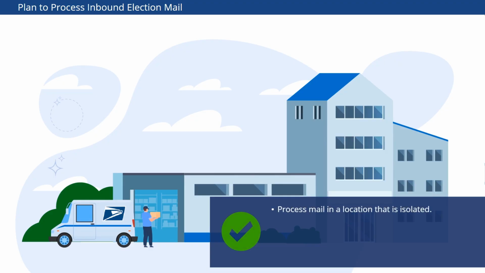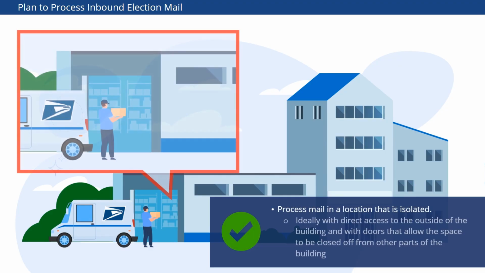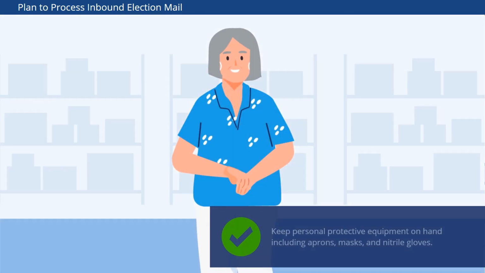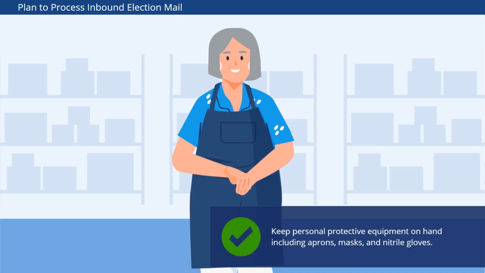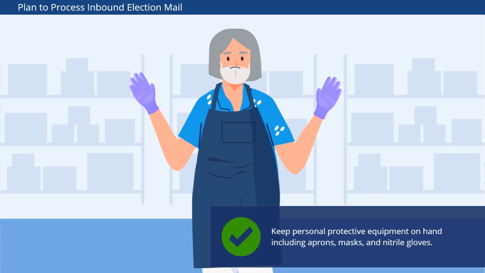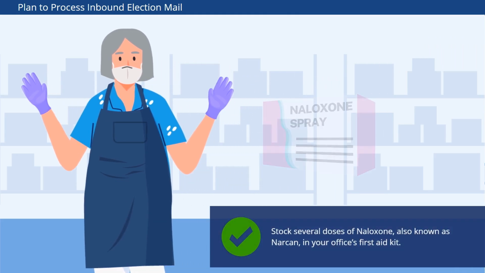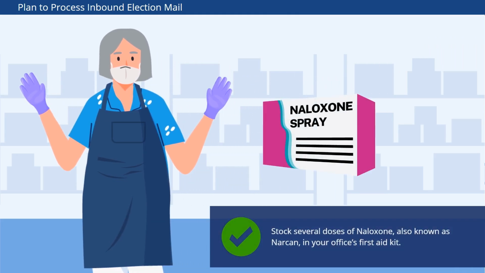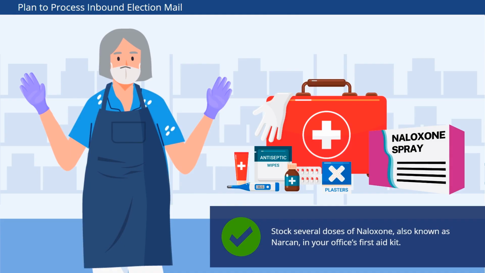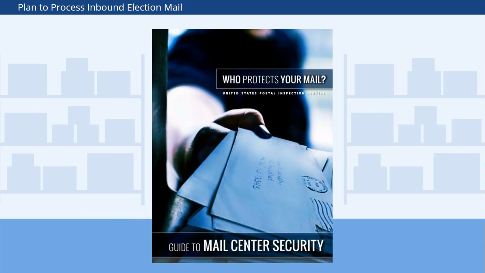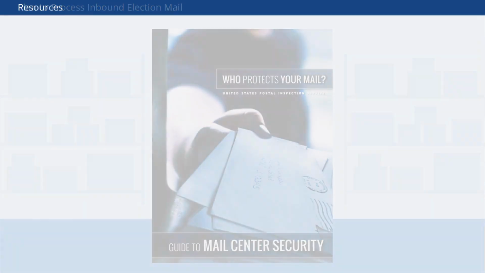Process mail in a location that is isolated, ideally with direct access to the outside of the building, and with doors that allow the space to be closed off from other parts of the building. Keep personal protective equipment on hand, including aprons, masks, and nitrile gloves, and stock several doses of naloxone, also known as Narcan, in your office first aid kit. Election officials can refer to the Postal Inspection Service's Guide to Mail Center Security for more information and best practices.